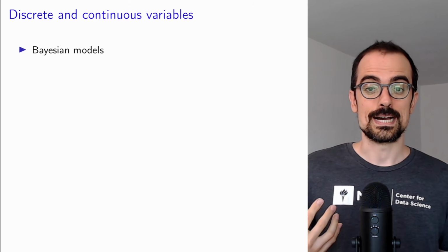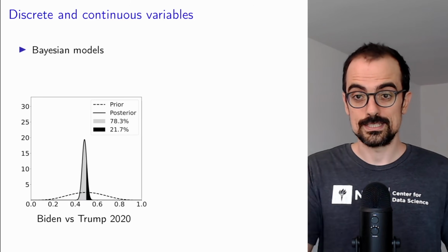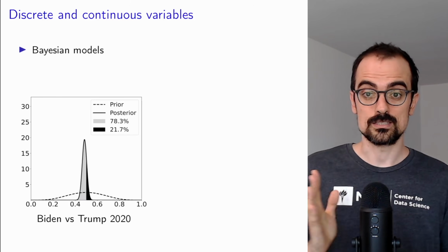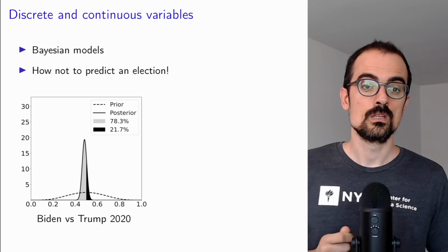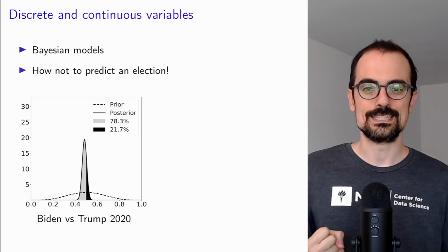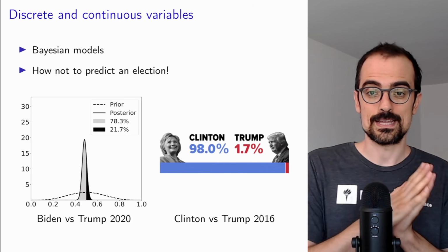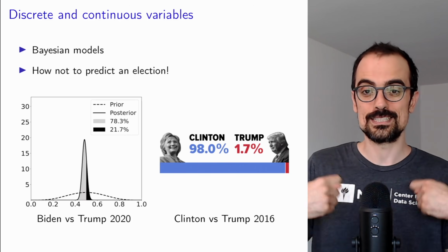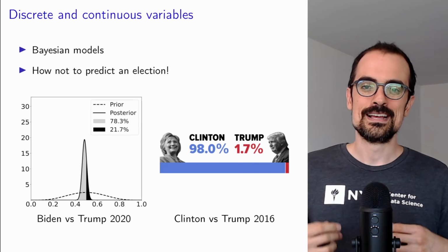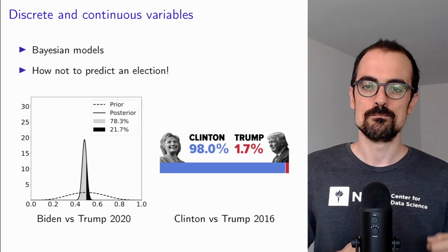Bayesian models provide a very useful framework to manipulate discrete and continuous variables. We illustrate this by analyzing a poll in Pennsylvania in 2020 in order to predict the outcome of the election in Pennsylvania and assign some uncertainty to our prediction. Bayesian models can also show us how not to predict an election, and this is an example that I use to show that independence and conditional independence assumptions are absolutely critical in modeling and can really change your results, as can be illustrated by the terrible predictions that were carried out before the 2016 election between Clinton and Trump.